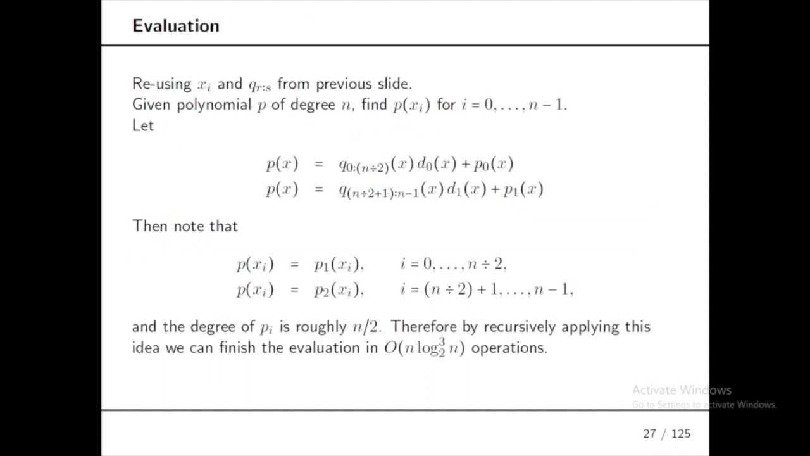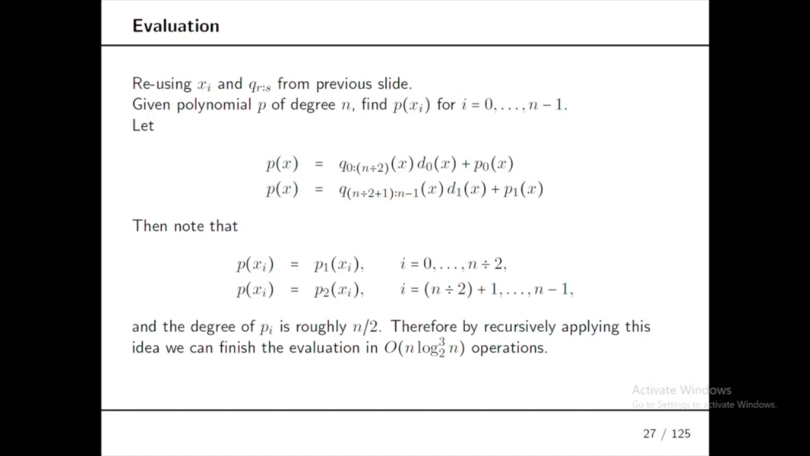All right, so let's look at polynomial evaluation now. I'm given a polynomial p of degree n, and I have n points x sub 0 to x sub n minus 1, and I want to evaluate p at each of these x sub i's. If you use Horner's rule, it'll take you n squared flops, but you can do it in n log cubed n flops, at least by this method. So the idea is very simple again.